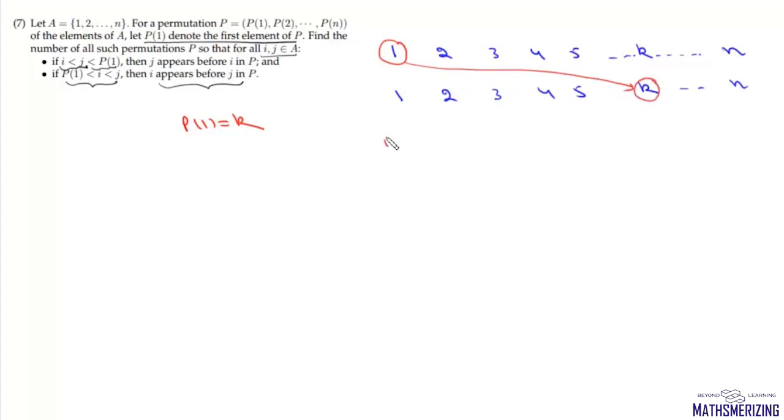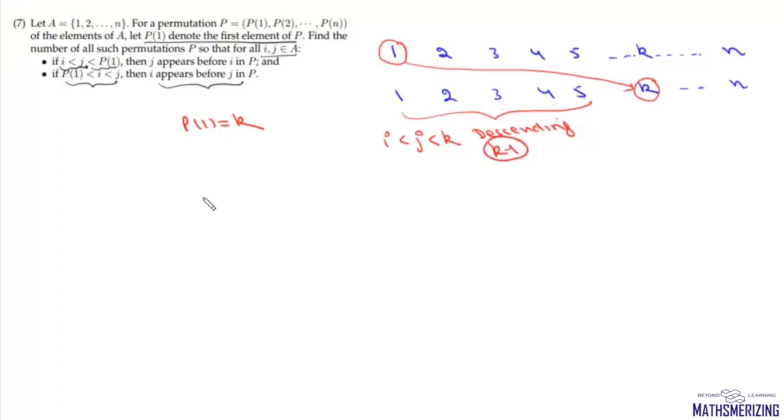Now the condition says if i is less than j and it is less than k, so that means for all the numbers which are less than k, which in this case is 1, 2, 3, 4, 5 up to k minus 1, j should appear before i in P. That means all these numbers, their order must be descending. That is 5 must come before 4, 4 must come before 3, 3 must come before 2. So that's how we have to arrange these k minus 1 numbers.